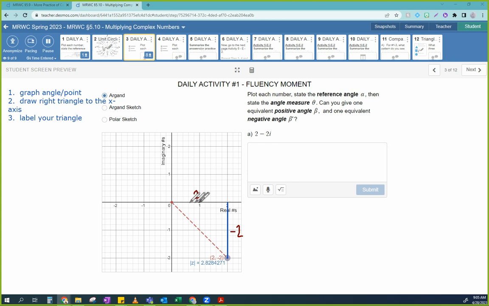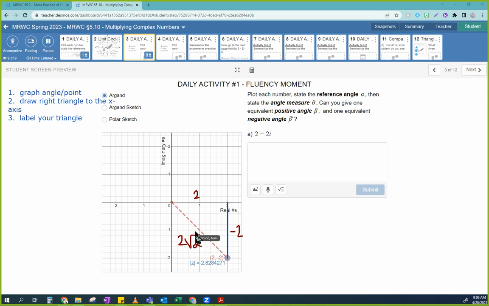Okay. So if that's the case, and you've memorized your 45, 45, 90, you know this is 2, 2, and this would be 2 root 2. If you haven't memorized those and you're planning on going to calculus or pre-calculus next year, please do. Please memorize those. Okay, so label your triangle, that's done.